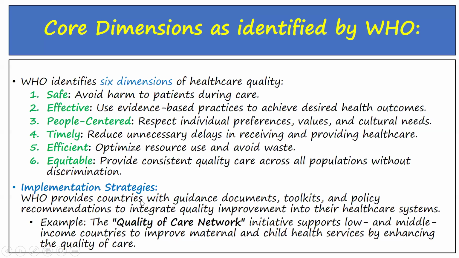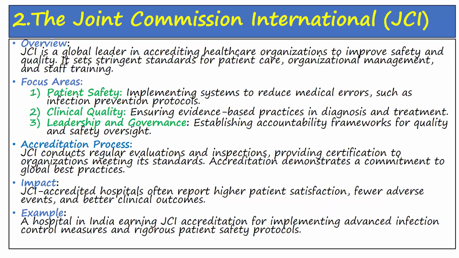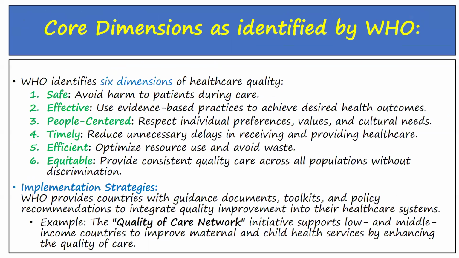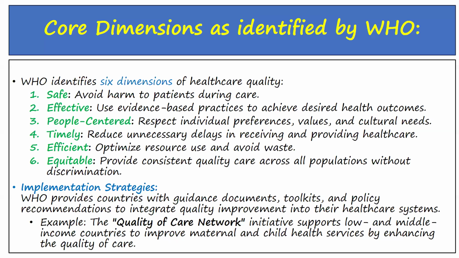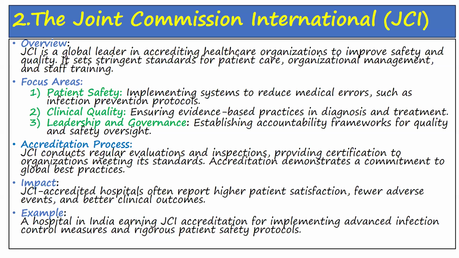Now, what is the implementation strategy for these 6 dimensions? So the WHO provides countries with guidance, documents, toolkits, and policy recommendation to integrate quality improvement into their healthcare system. So you'll find that the WHO normally gives every country a copy of the documents, a copy of the toolkits, a copy of the handouts that can help countries implement all this. So number one, we have the WHO. This is one of the international organizations. Number two, we also have the Joint Commission International.